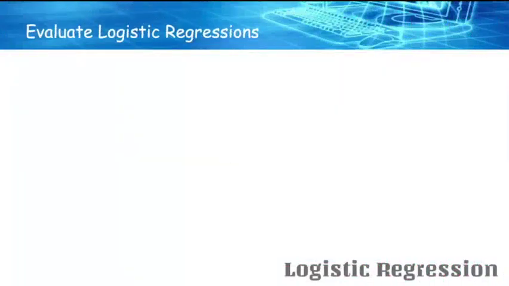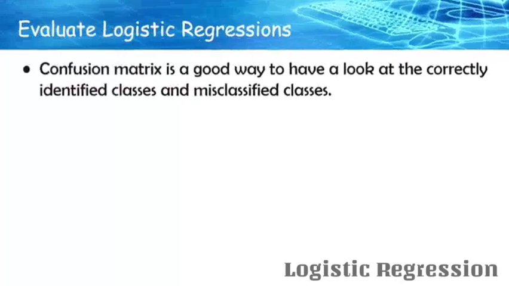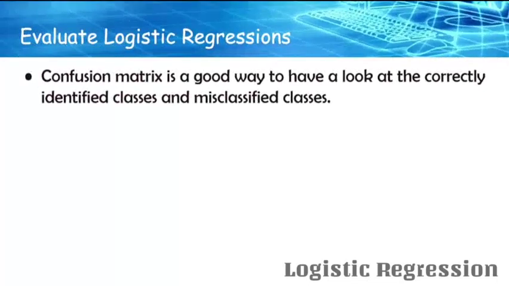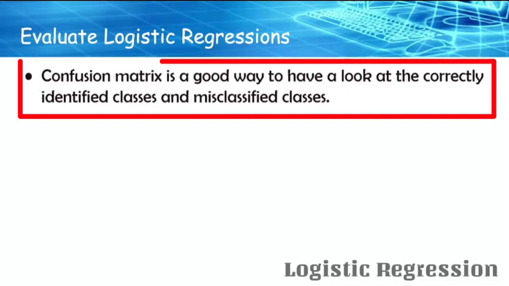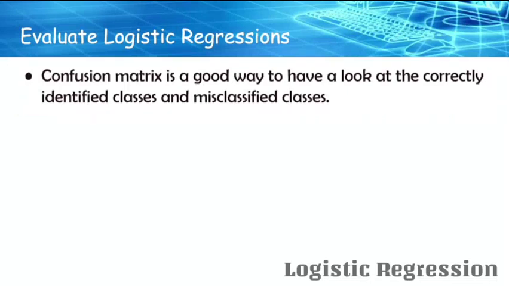So how do we evaluate logistic regression? In one of the previous videos I mentioned that we'll be getting the accuracy using a confusion matrix. With linear regression we had a straightforward formula, but with logistic regression what we will be doing is a confusion matrix. It's a very good way to look at the correctly identified classes and misclassified classes, basically the errors, whatever has not been predicted accurately.